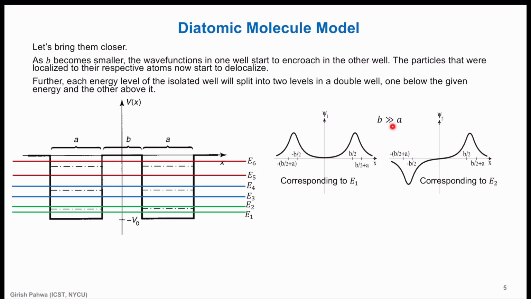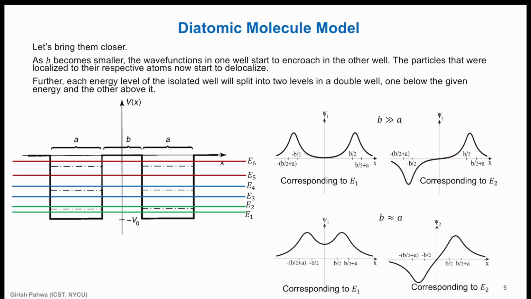If I bring them even closer, you will see that there will be even more overlap. Right. So you can still say that, yeah, this is electron in atom A, electron in atom B, but here you can't say that, right? So they are overlapping much more. So this is psi 1 and this is psi 2. Okay. So that's what happens, and approximately, if you look at this, this psi 1 is nothing but psi A plus psi B, approximately.